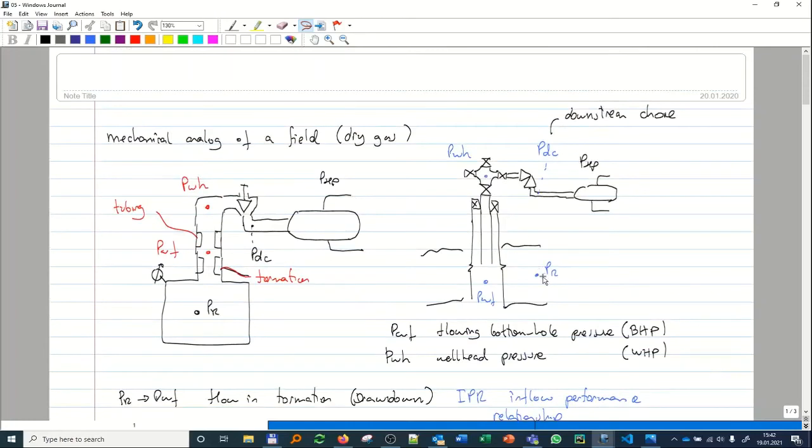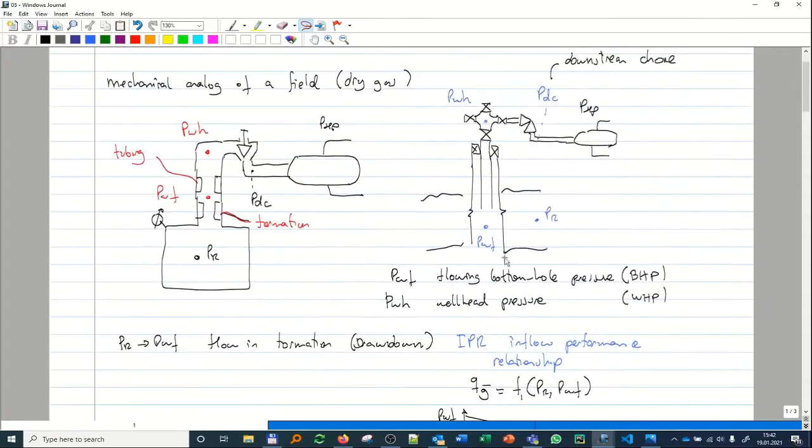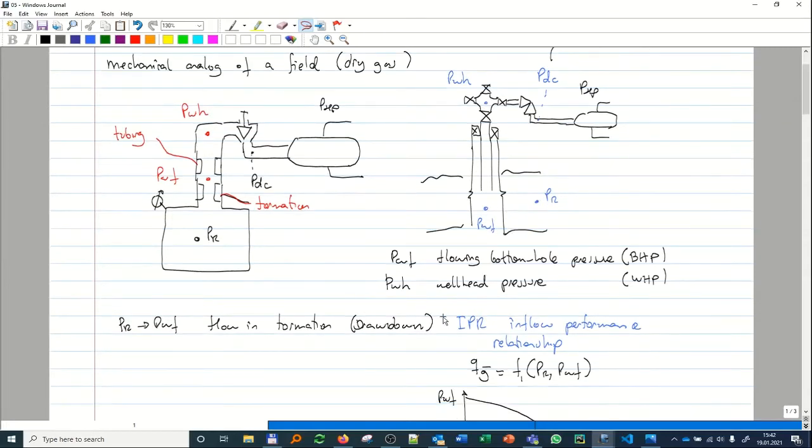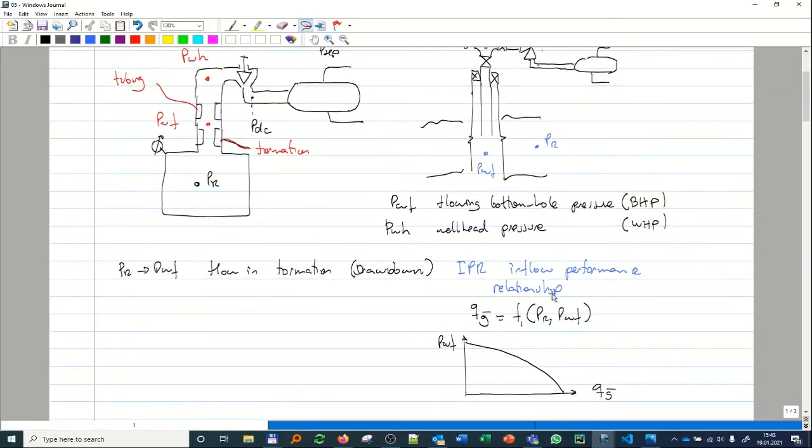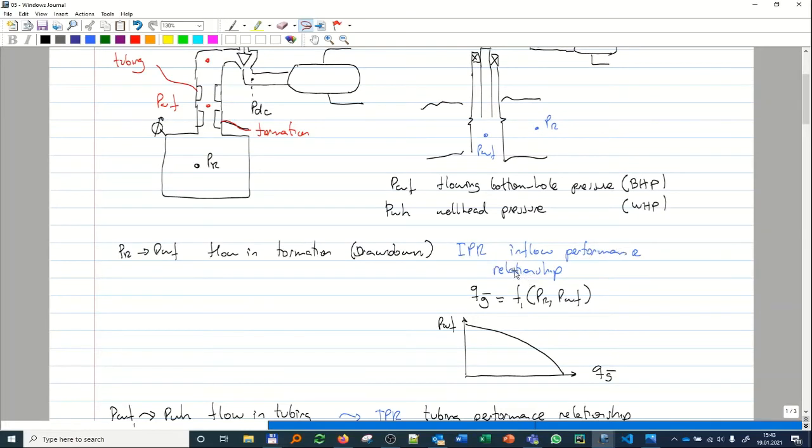So the flow from pR to pwf, we typically represent this flow with an equation. This represents the flow or the pressure drop that I have in the formation, all the way when the fluid goes through the porous media, all the way to the bottom of the well, to the sand face. And that's what we call the drawdown, that delta pressure drop. And we represent that with an equation that we call inflow performance relationship.